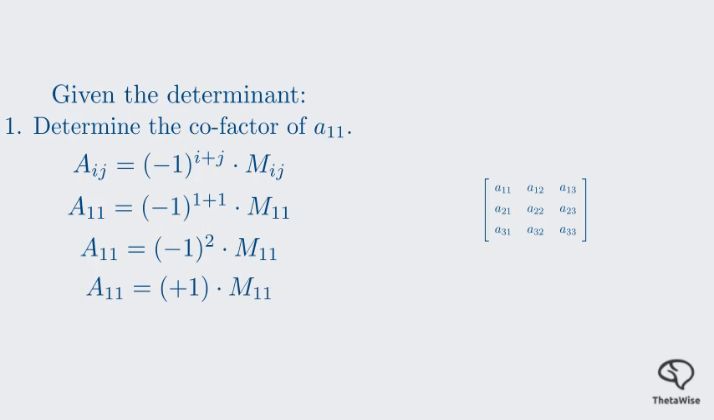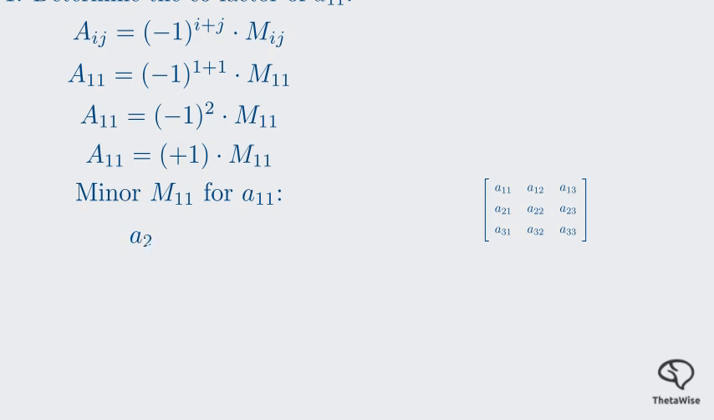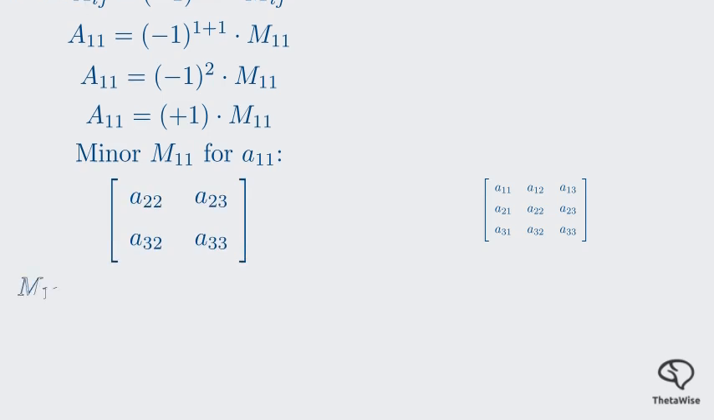Now, we need to find the minor, M sub 1,1. Remember, we find the minor by crossing out the row and column containing a sub 1,1. By removing the first row and first column, the remaining 2x2 determinant is the minor. This minor is composed of the elements a sub 2,2, a sub 2,3, a sub 3,2, and a sub 3,3. The minor is the determinant of this 2x2 matrix, which is calculated as a sub 2,2 times a sub 3,3 minus a sub 3,2 times a sub 2,3.